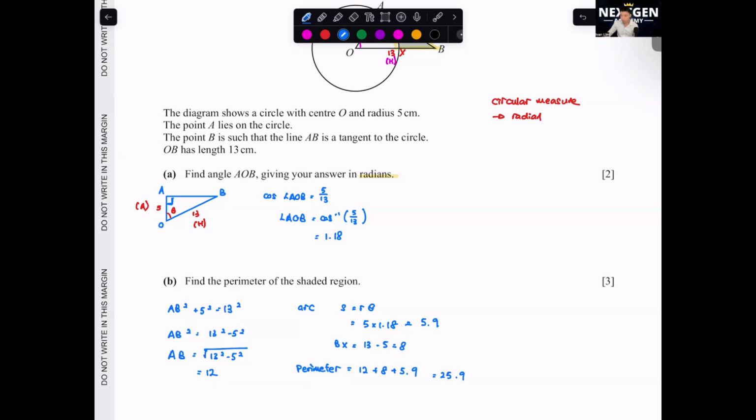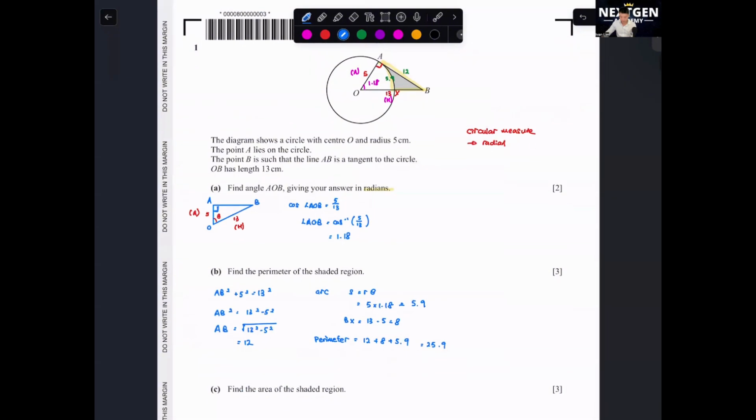Do we need to write the unit? At math, don't need. Don't waste your space, and don't make it messy also. Don't need to write 25.9 cm. Not necessary. But if you write, is it wrong? Not wrong also. You can write, no problem. But not necessary. Normally they won't really test you all on units for A math.